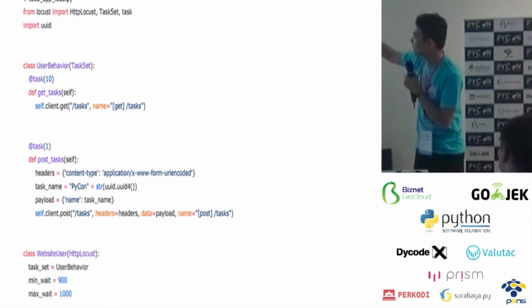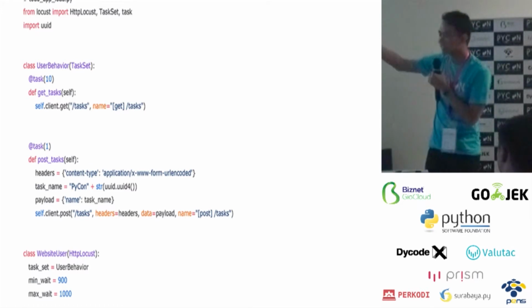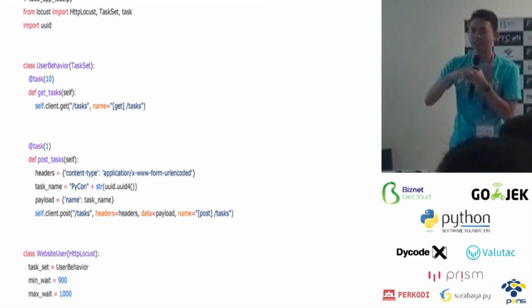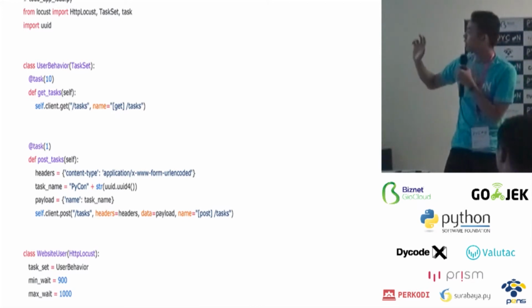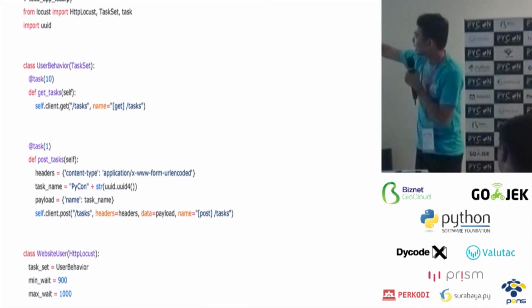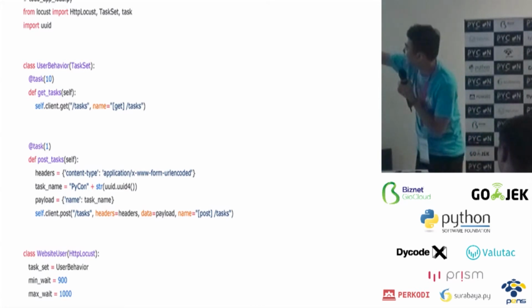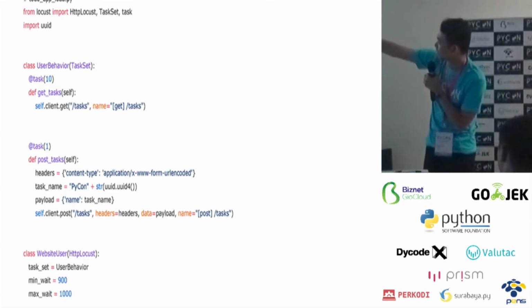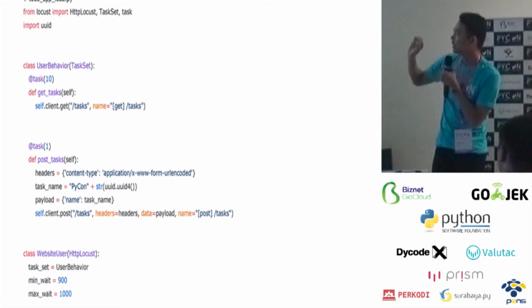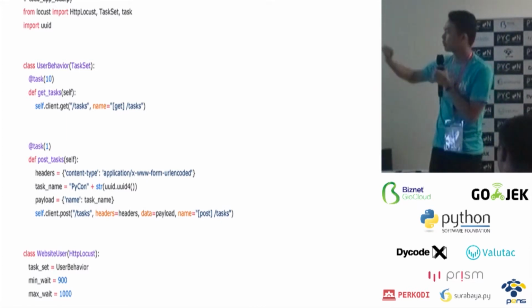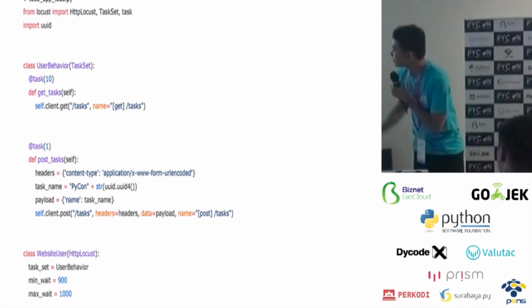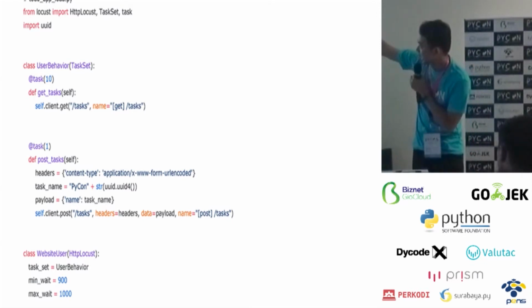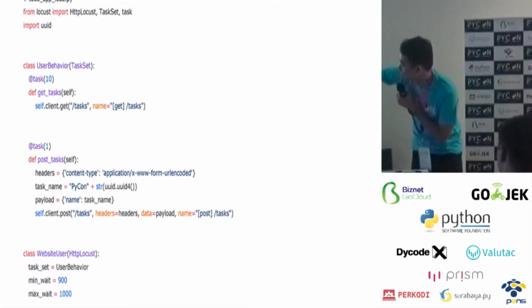Locust is basically using the Python requests library, so everything in the Python requests library we can use here. And the most important is name. In self.client.get, you can give your request a name to make it different from others, and it will be invoked in the class WebsiteUser.